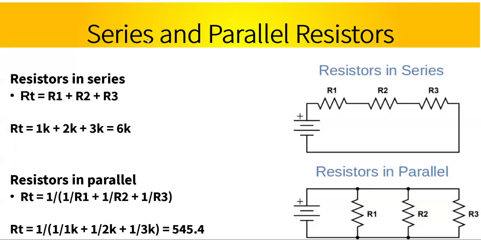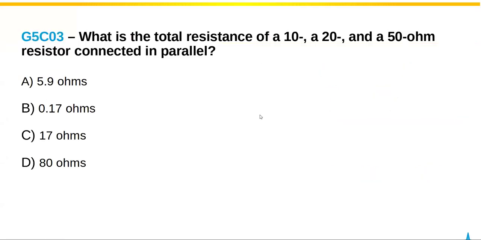Okay. So if we have resistors in parallel, and we talked about this before, you do the reciprocal of the sum of the reciprocals. When they're in series, they just add. When we talk about capacitors and inductors, they work a little bit different. So in this case, what's the total resistance if we have a 10, 20, and 50 ohm resistor in parallel?